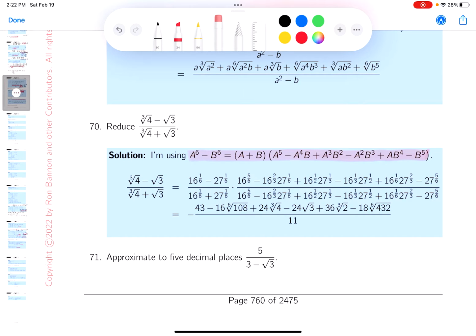The uppercase A in the problem is going to be 4 to the 1/3, or 2/6. And the uppercase B in the problem is going to be 3 to the 1/2, or 3/6. All right? So again, 4 to the 2/6, that's the cube root of 4, and 3 to the 3/6, which is the square root of 3. All right? Again, their index is a 6.